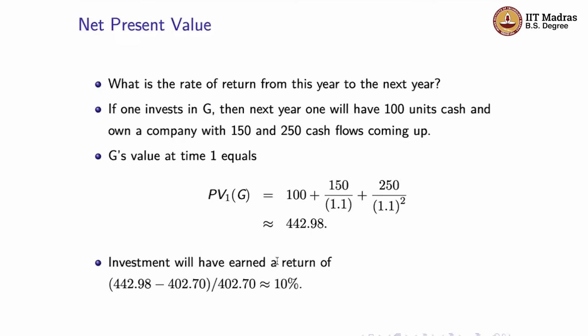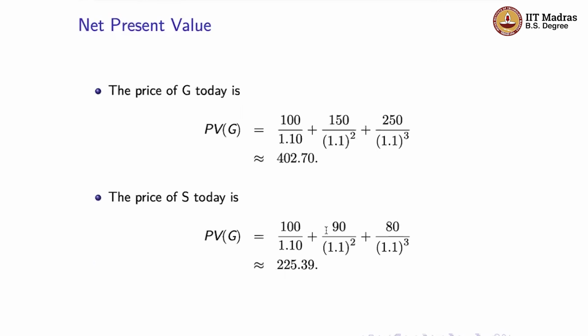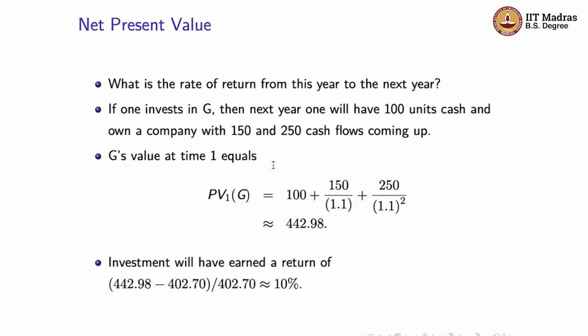So from period one's perspective, company G's value is going to be given as the following. You have got 100, which has come out, plus 150 that's going to come out the next year, so you discount it by 1.1. And then the next year after that, you have got 250 coming up, so to calculate the present value, you divide it by 1.1 square, right? So this becomes basically 442.98. So if you had purchased the company at a price of 402.70 today, you are going to have something which is valued at 442.98 1 year down the line. And so you can calculate the rate of return from this company, and that's approximately 10%, right?